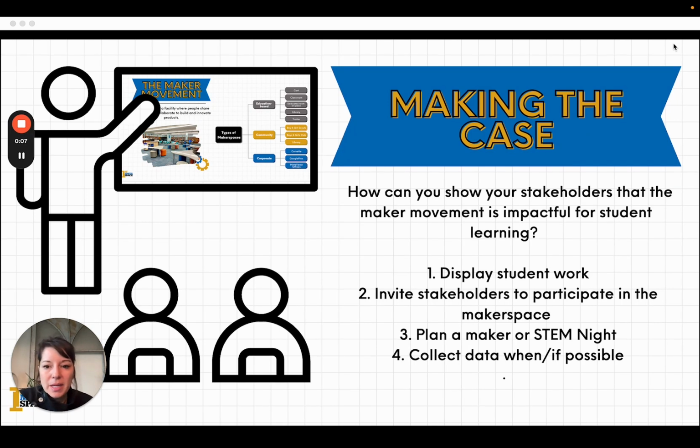Once you have invested all of the time into moving through these steps with your STEM committee, you're now ready to start making the case for your makerspace. And to me, this is the fun part. This is where you get to share all of the impactful learning that's happening within that space. So it's sharing with your stakeholders what is happening and how do you go about doing that.